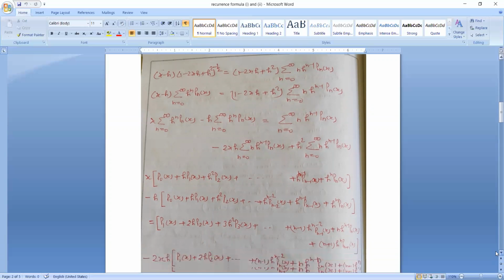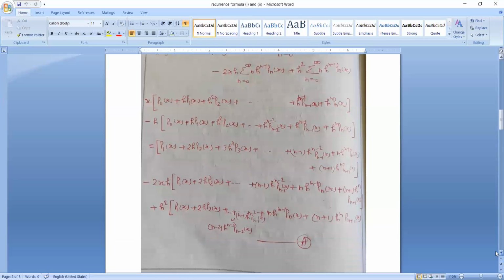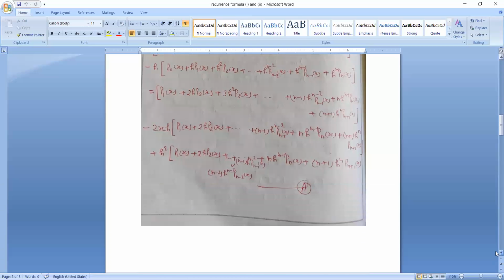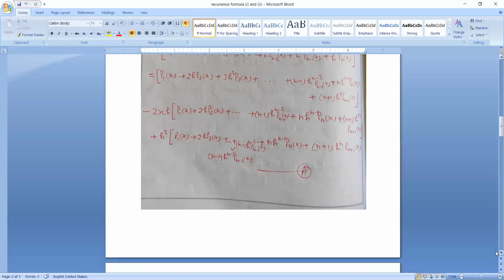Again, that is x, and expanding the summation n is equal to 0 to infinity h to the power n Pn(x) by putting n is equal to 0, 1, 2, 3 and so on to infinity. This minus h, again expanding this summation, is equal to expanding the summation, minus 2x in bracket expanding of summation, and plus h square, this is the expanding of summation. We will get the equation A.